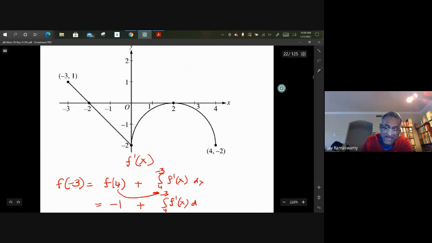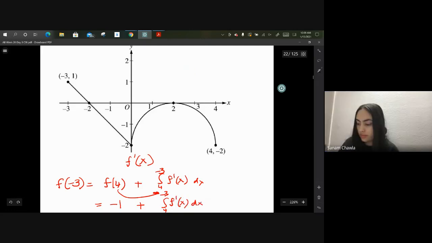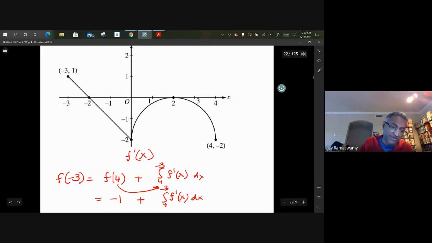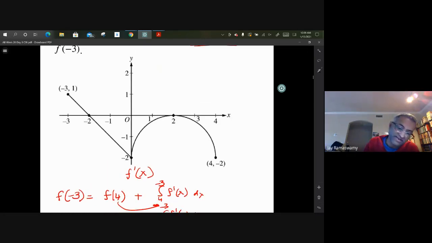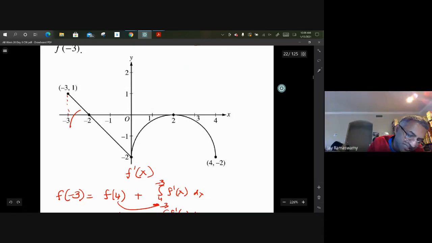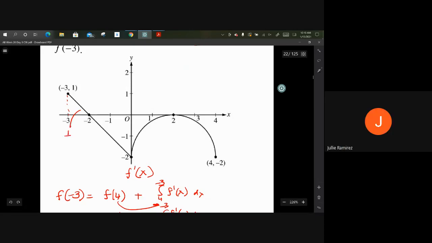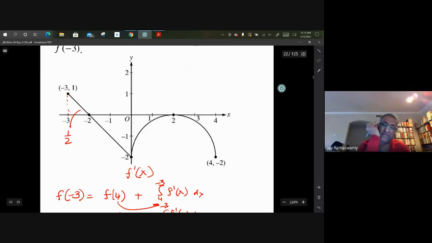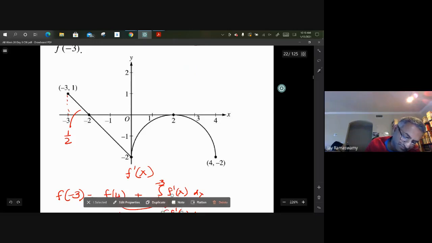Is that basically the area under the curve? Yes. Okay, so we need the area from 4 to -3. We just need the whole thing. Okay, let's find the areas. Drop the perpendicular. What's the base and height of that triangle? The base is 1 and the height is 1. So what's the area of that triangle? 1/2. Okay, find me the area of the second triangle also. It's 2.